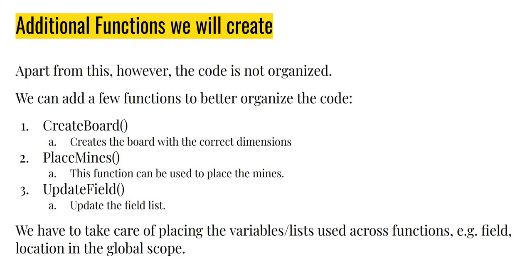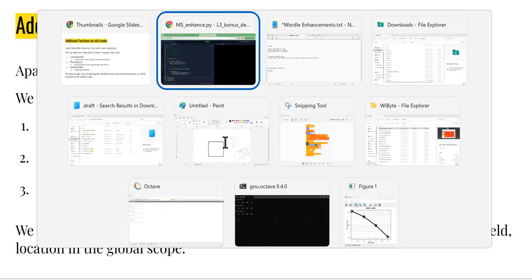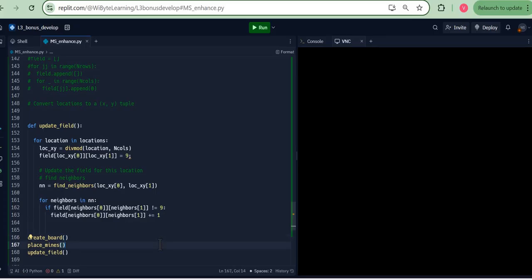It's quite straightforward actually, but we just have to take care of placing the variables and lists across functions. So for example, field and locations have to be in the global scope. Let's see how we can do this. In fact, I have the enhanced code where I have already created these functions, because really this was just a matter of organizing. So let's just look at all these three functions.